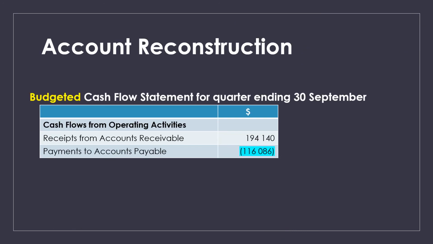In the budgeted cash flow statement for the quarter ending 30th of September, we report a payment to the accounts payable totaling $116,086 as a cash outflow.